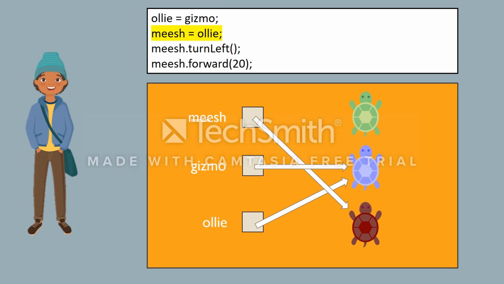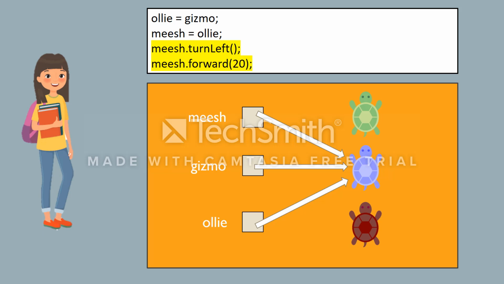Right. Similarly, the program reassigns the variable Mish to store the reference that the variable Ollie currently points to. Since Ollie points to this purple turtle object, the variable Mish will now store the reference to the purple turtle object as well. Okay, so in lines 7 and 8, the program calls the variable Mish to turn left and move forward 20 spaces. I remember earlier when the program called Mish, it moved this red turtle object.